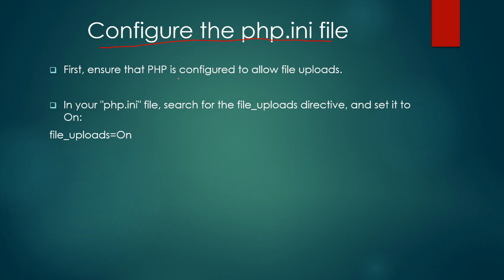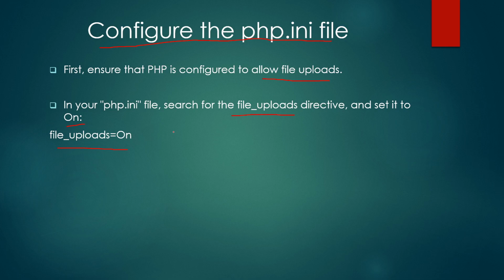First, ensure that PHP is configured to allow file uploads. We have to check whether file uploads is on or off, because if it is off, then we won't be able to implement that functionality. So we have to make it on. In that file, search for file_uploads. When you open that file, search for this file_uploads directive and set it to on. If it is already on, then you can just leave it. If it is off, then change it to on.